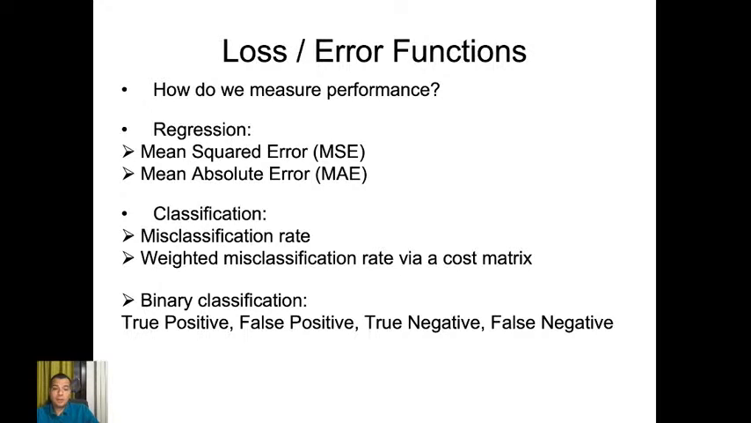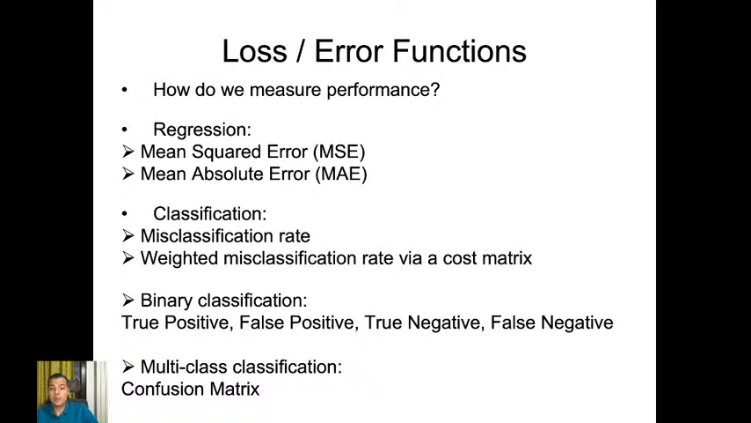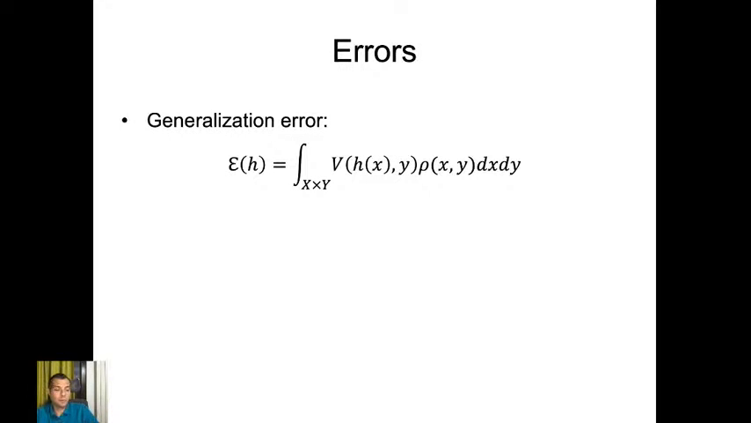There are different metrics we are going to discuss in more detail today. For binary classification, we can also discuss specific metrics, and we're going to introduce these a bit later. And also, of course, the confusion matrix.